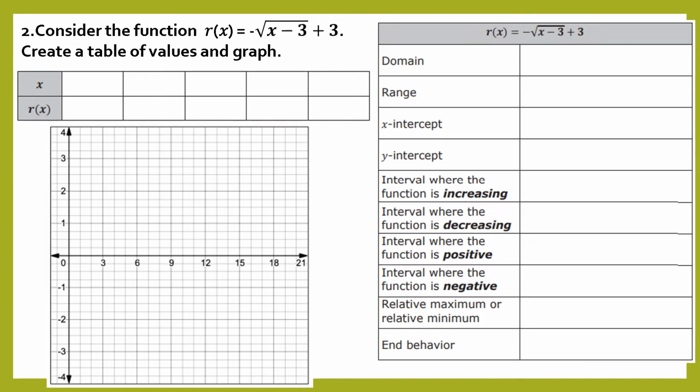Alright, so we're going to go through this one a little bit faster. For this one, they don't give us a table, so we're going to try to figure out what x's we want to plug in. If we are subtracting 3 underneath the radical, what's that going to do to my graph? It's going to go to the right 3. So we're going to do what to the x values? Add 3. We always do the opposite of what we think it should be.